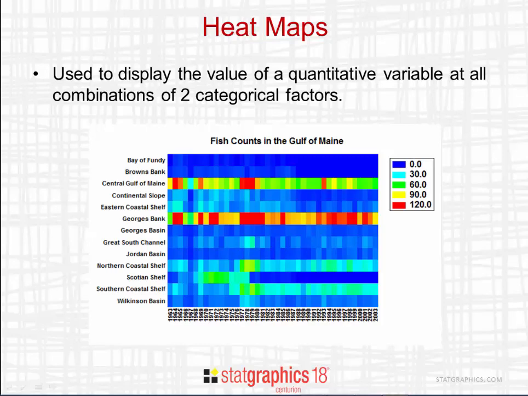1978-1979. In this map, the value of fish count is shown by varying the color from dark blue to dark red. You can change the palette to something else if you prefer.